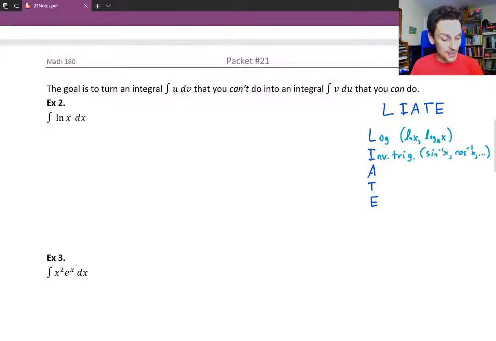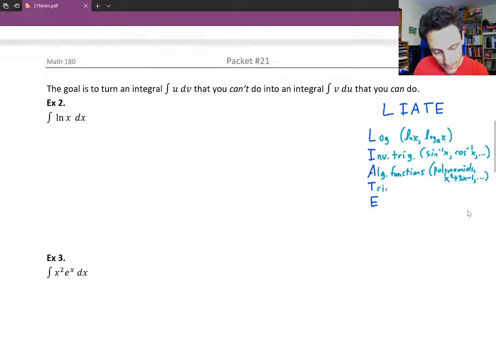Inverse trig functions, same kind of thing. The derivative of inverse sine of x is 1 over the square root of 1 minus x squared. And even though that is complicated because it has a square root, sometimes that can help you take a step further. A stands for algebraic functions. Here this actually means polynomials, like x squared plus 3x minus 1, for example. Those would be the next best choice because they get simpler as you take derivatives of polynomials.